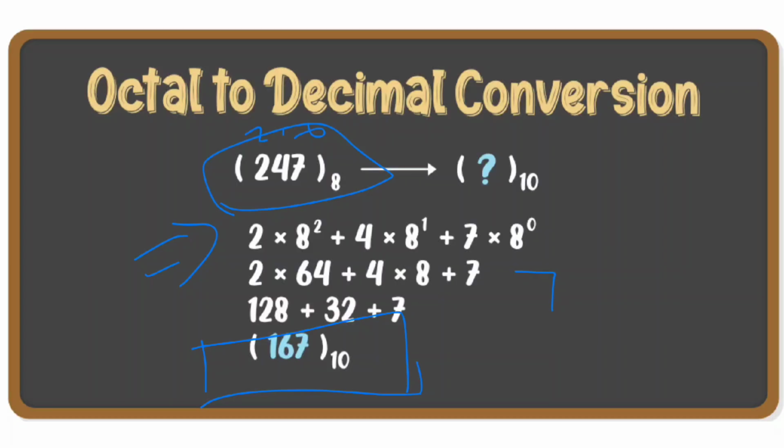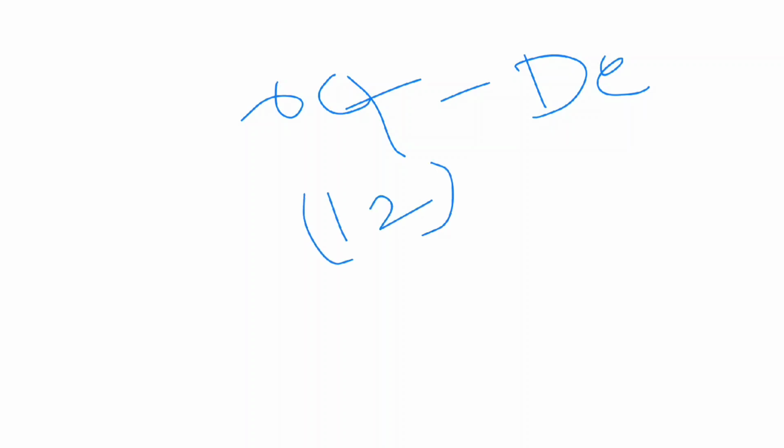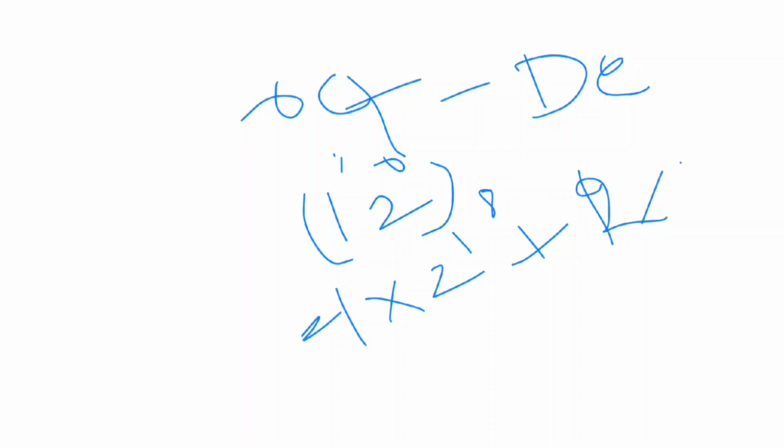Okay. So the same methodology we can apply here also. For example, octal to decimal conversion. Octal number is, for example, 12. Okay, so 12. How we can convert this? 2 power 0, 1. Okay, so 1 into 2 power 1 plus 2 into 2 power 0. Okay, so now you can get that answer.